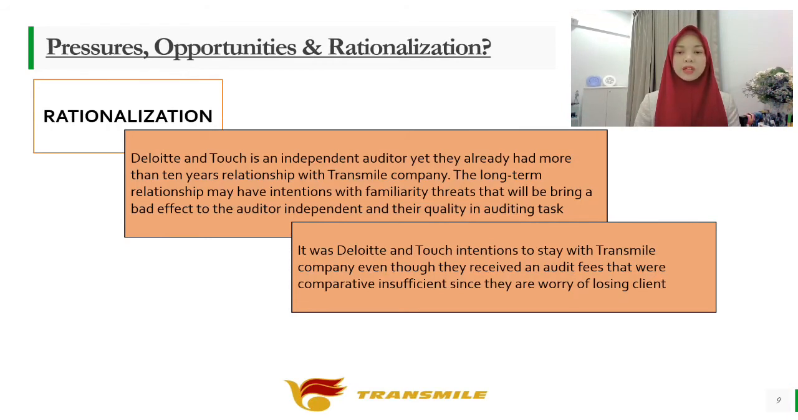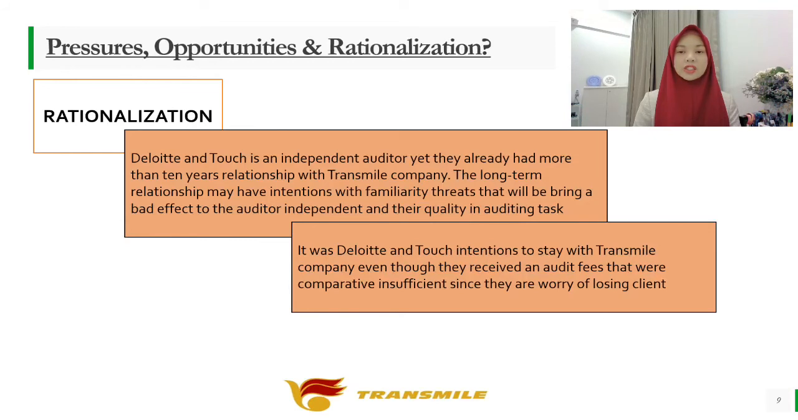Based on the Transmile Group Berhad case, Deloitte & Touche is an independent auditor, yet they already had more than 10 years of relationship with the Transmile company. The long-term relationship may have led to a familiarity trait, which would bring a bad effect to the auditor's independence and the quality of their auditing tasks. Indeed, it was Deloitte & Touche's intention to stay with the Transmile company, even though they received comparatively insufficient audit fees, since they were worried about losing clients.